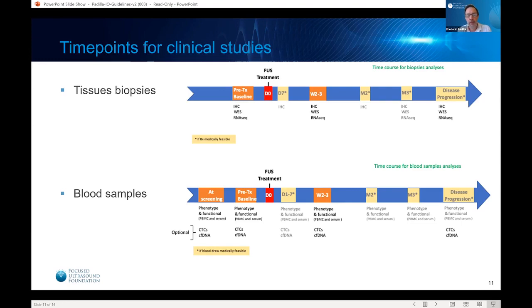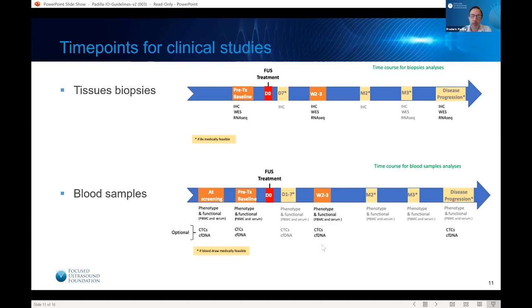For blood samples, which are maybe easier to access, we can have a time point at screening, a time point at baseline to make sure that the information can be reproduced. And again, at least have one time point at 2-3 weeks to monitor for an adaptive immune response.